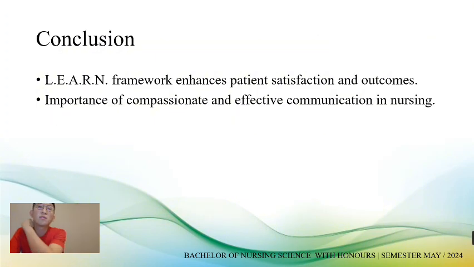In conclusion, the LEARN framework is a powerful tool that guides us in our roles as educators, counselors, and advocates for our patients. By focusing on listening, explaining, acknowledging, recommending, and negotiating, we can provide more effective and compassionate care that meets the unique needs of each patient. By implementing this framework, we can improve patient satisfaction, health outcomes, and trust in the healthcare provider.